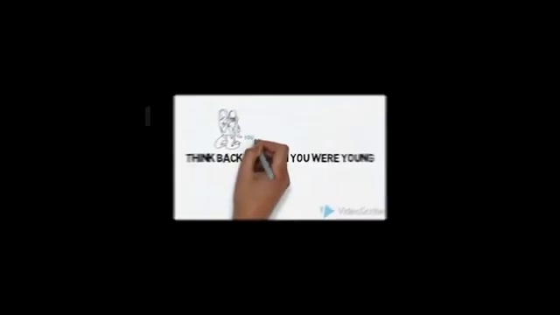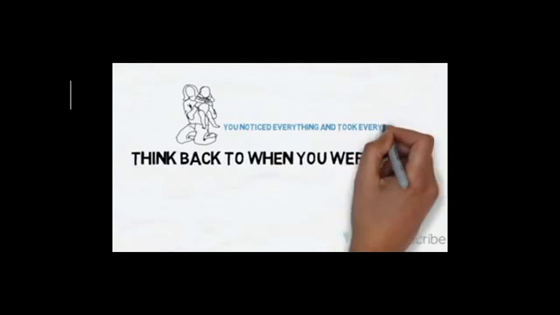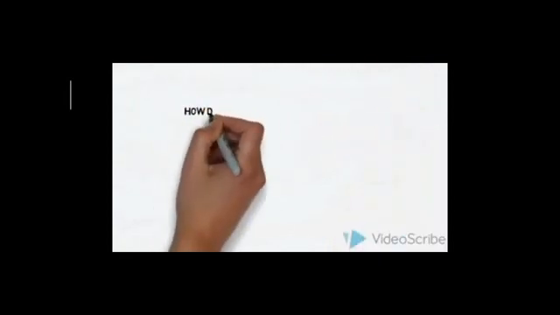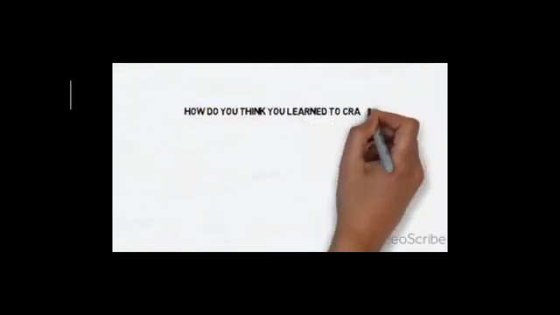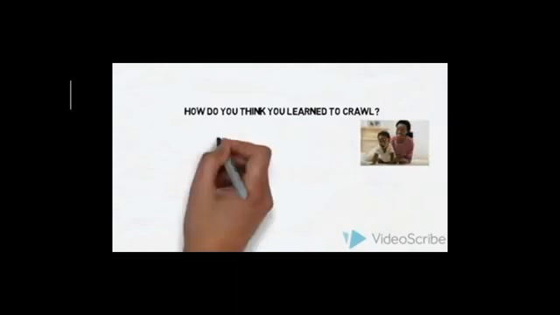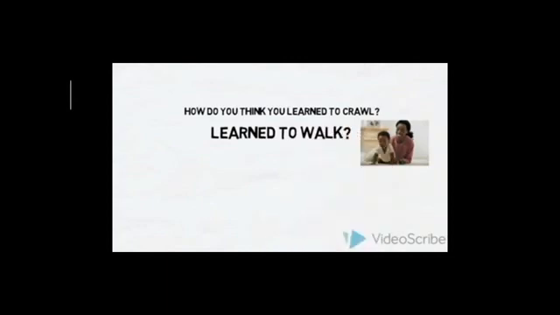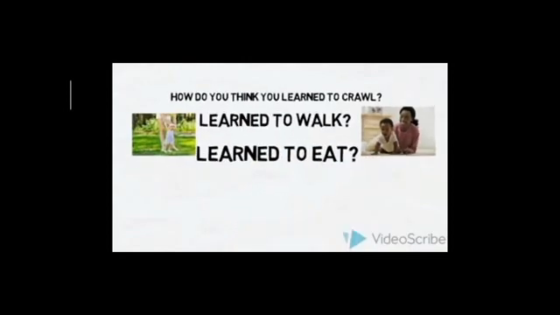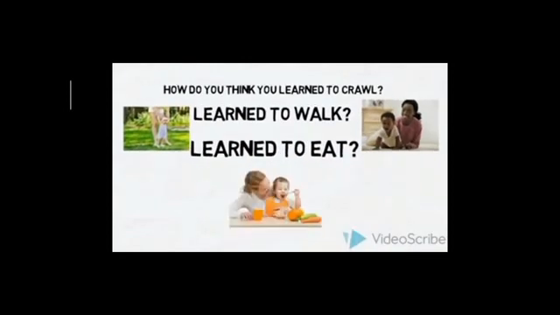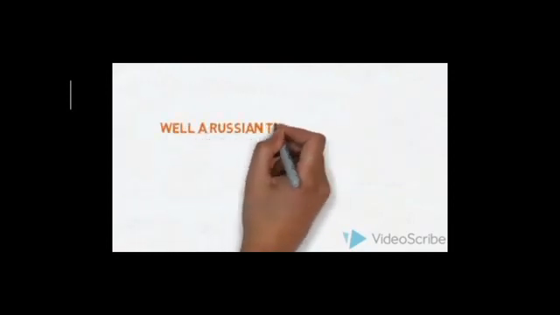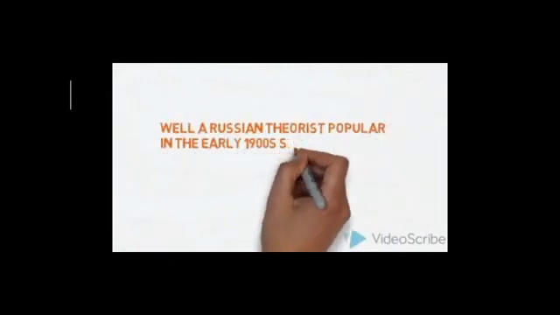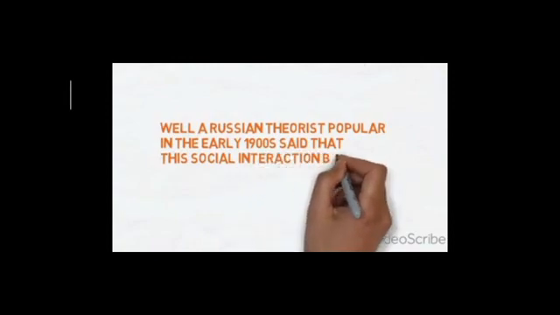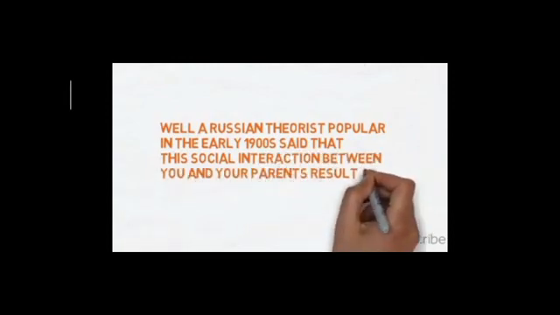You noticed everything and took everything in. How do you think you learned to crawl? Learn to walk? Learn to eat? Well, a Russian theorist popular in the early 1900s said that this social interaction between you and your parents resulted in you learning all of these things.